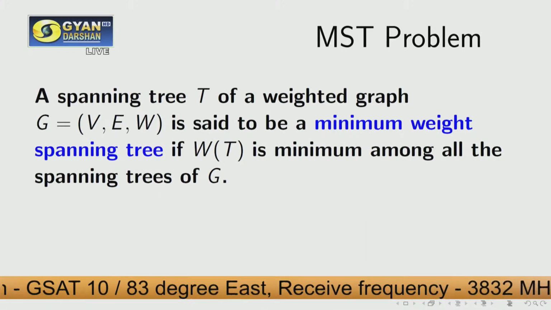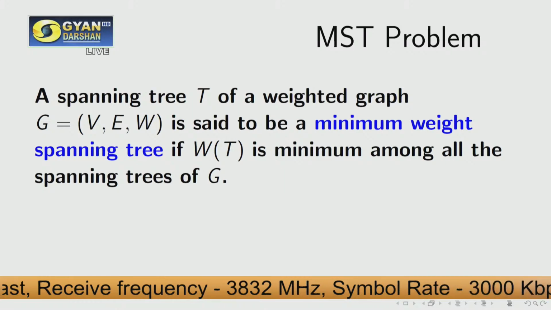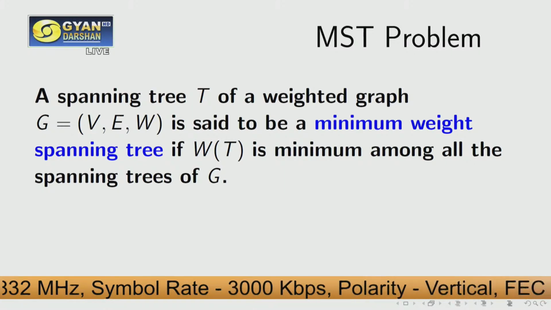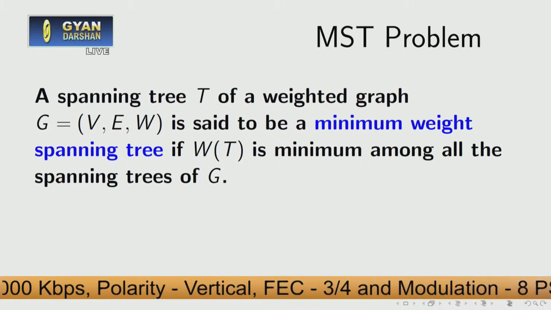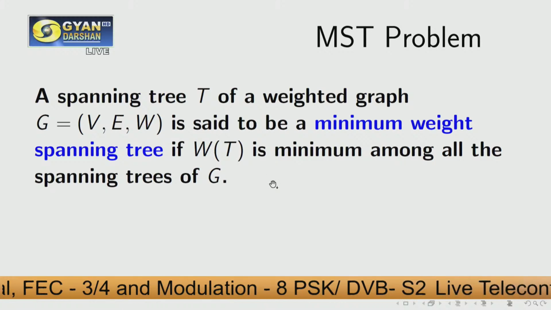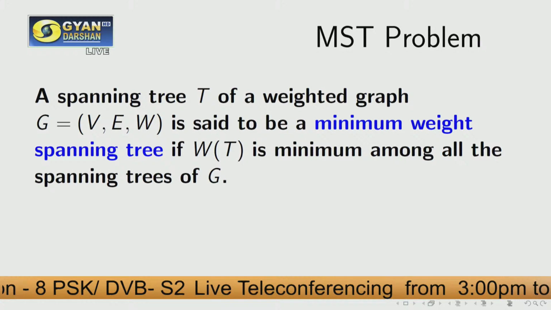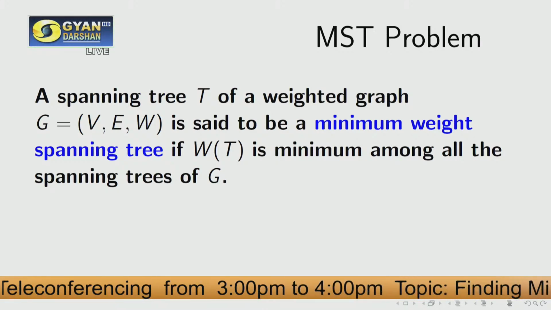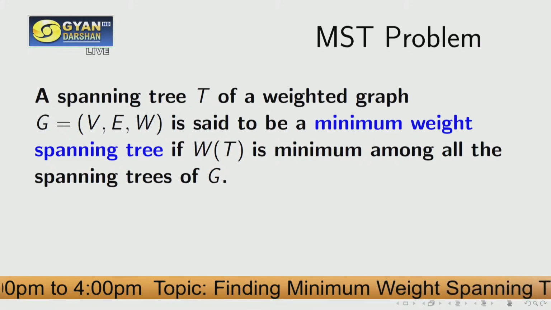So a spanning tree T of a weighted graph G is said to be a minimum weight spanning tree if W(T) is minimum among all the spanning trees of G. So W(T) is just the weight of the spanning tree T. That is, given any spanning tree, if its weight is smallest, then that spanning tree is called a minimum spanning tree.